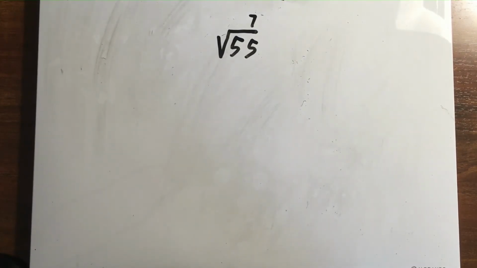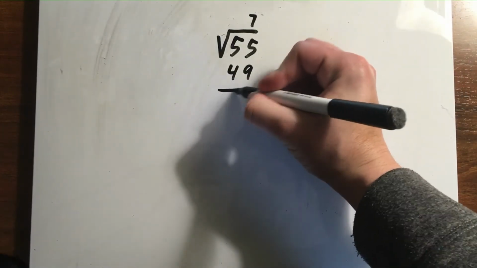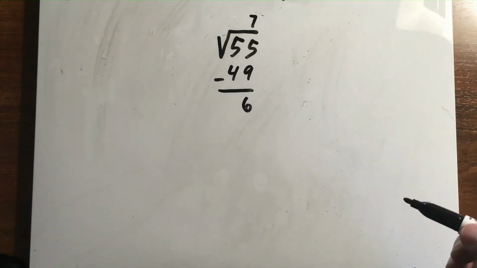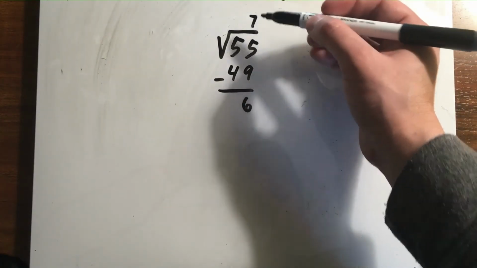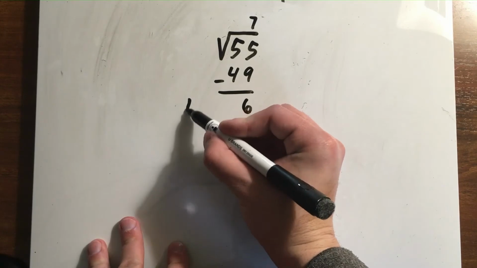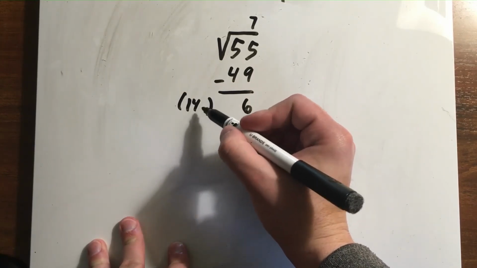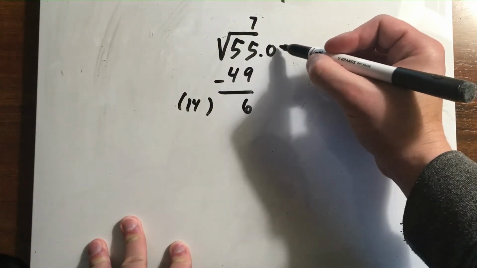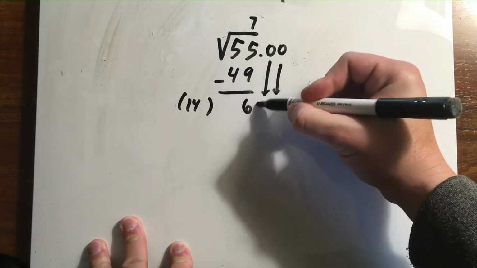So now we have to square 7, and we just did that. 7 squared is 49, and we put the 49 here. Subtract, it'll give us 6. And now we take this 7 and we double it and we put it over here with parentheses and a space to put in our single digit here. We're going to bring down some decimals, make this 600.